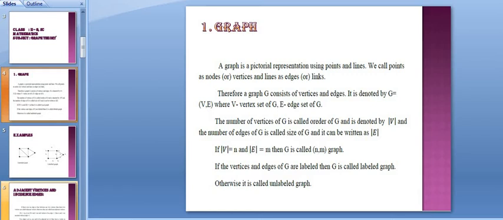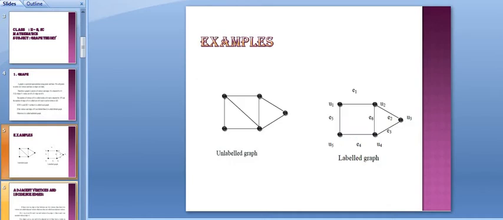If the vertices and edges of G are given by some names, then G is called a labeled graph, otherwise it is called an unlabeled graph. These are some examples. The first one is an unlabeled graph and the second one is a labeled graph. In a labeled graph, the vertices and edges are given by names, whereas in an unlabeled graph it is not true.